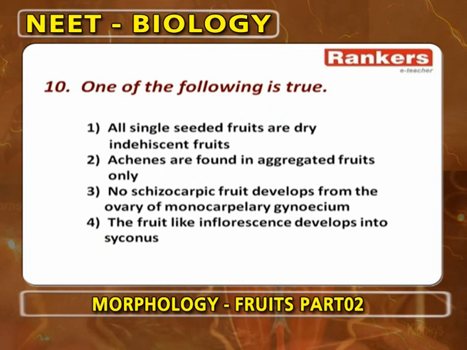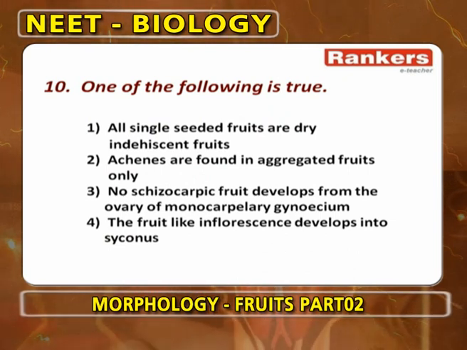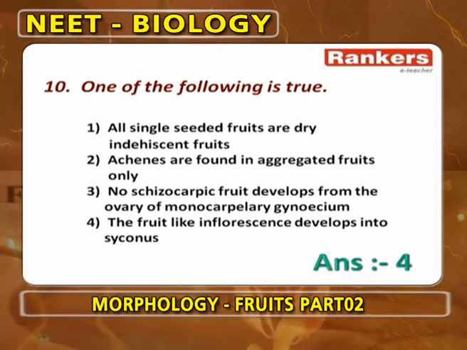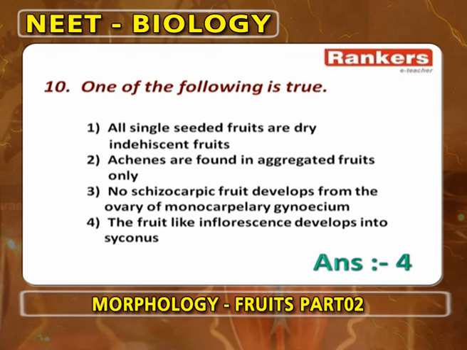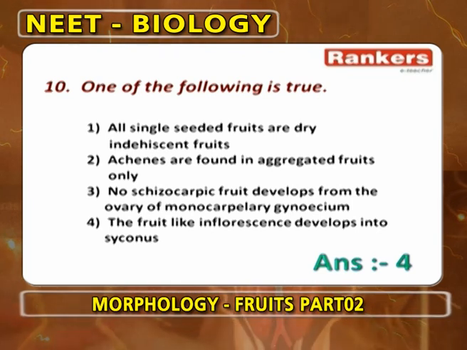Next. One of the following is true. All single seeded fruits are dry indehiscent fruits. Achenes are found in aggregate fruits only. It is wrong. Achenes are even found in normal fruits.